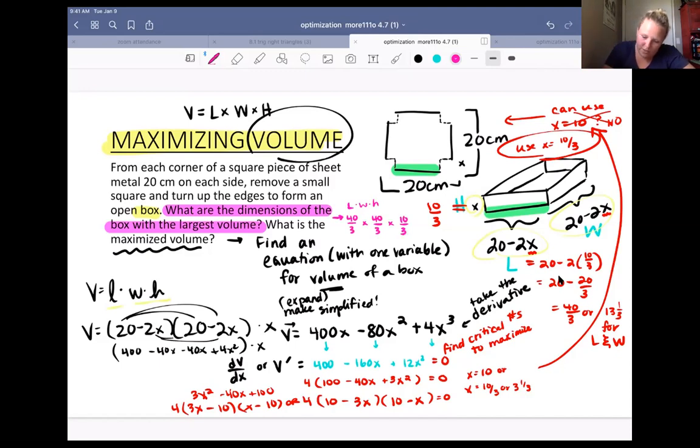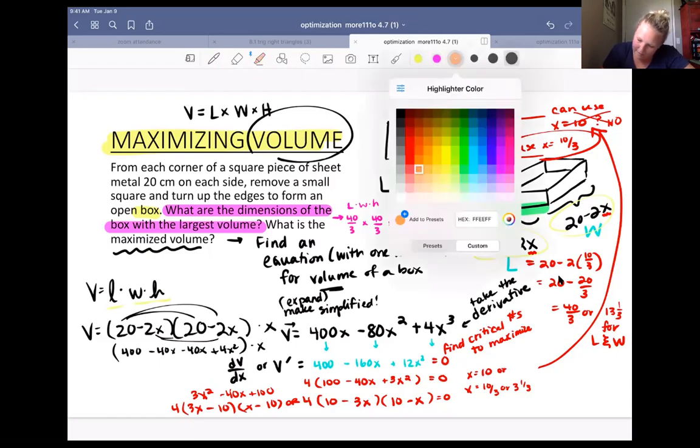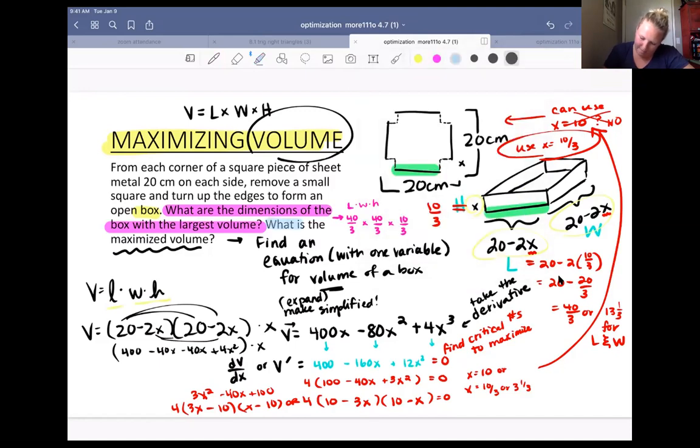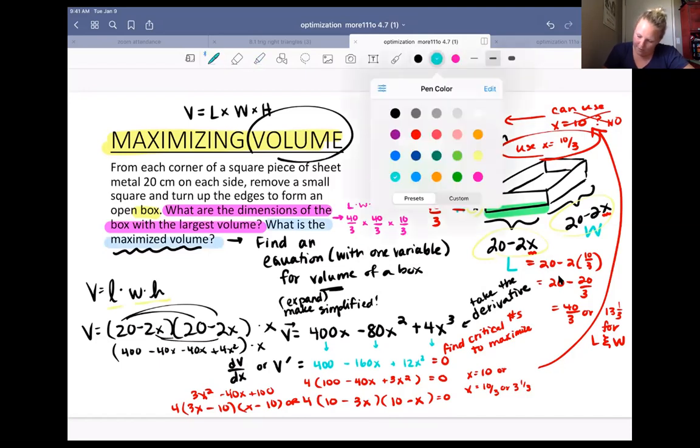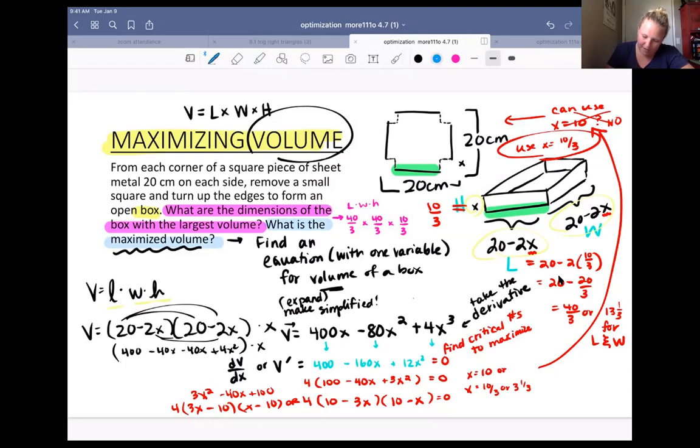And then the second question that's asked here is, oh, let's go purple. Oh, it's too close. Go blue. What is the maximized volume? So if you pull the volume and you actually take and do that product of 40 thirds times 40 thirds times 10 thirds, it's something over 9. What is that? Is that 16,000? Right, 3 times 3. Just kidding, it's over 27. I can't multiply. Right?